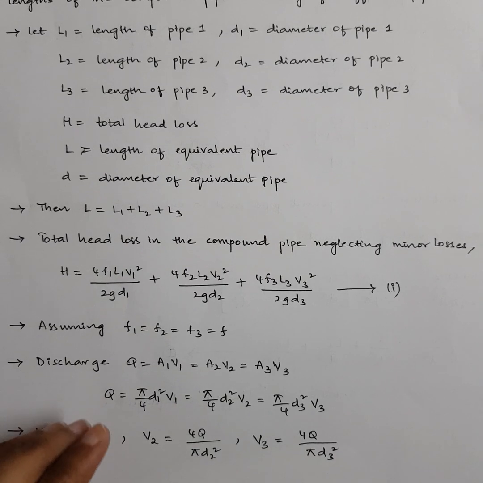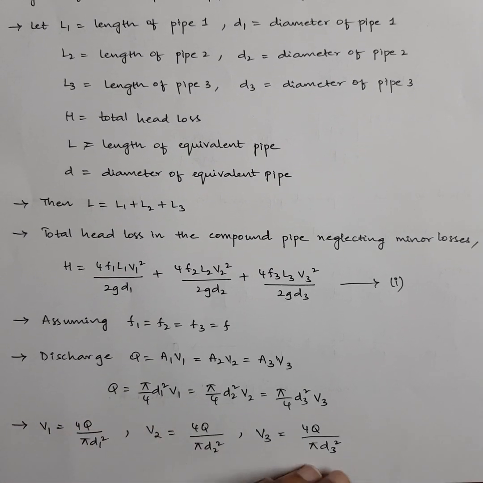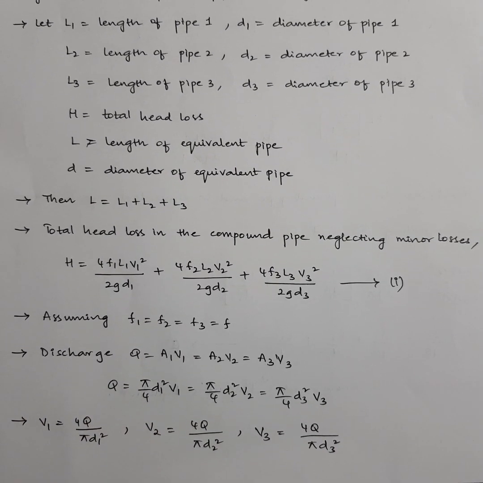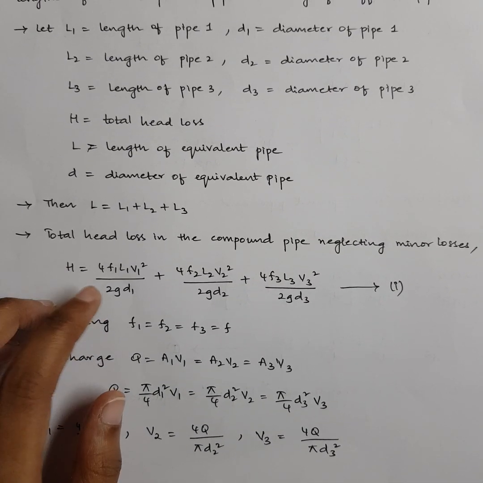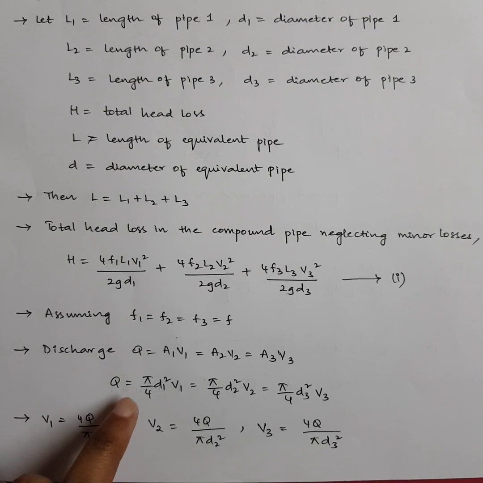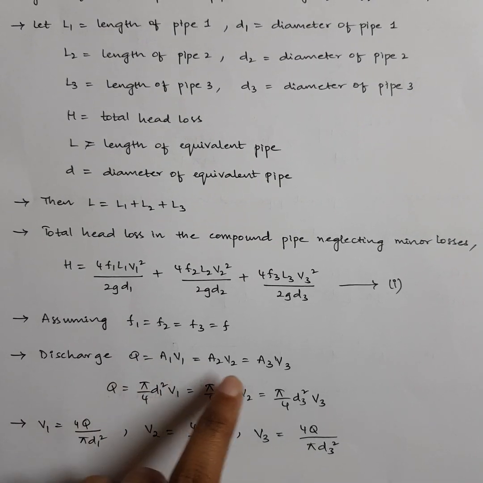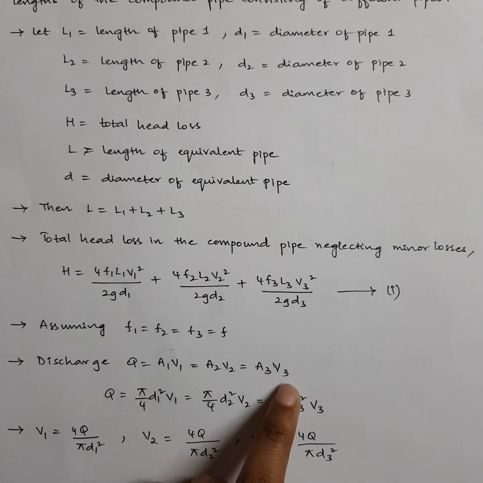Why? Because whatever discharge is flowing from the first pipe, that only will enter into the second pipe, that only will enter into the third pipe. So discharge will be same among all three pipes. Head loss will be added. So we have Q equal to A1 V1 equal to A2 V2 equal to A3 V3, since there are three pipes.